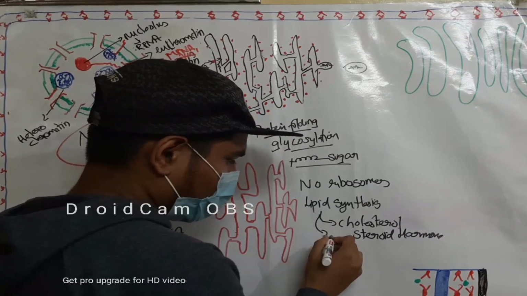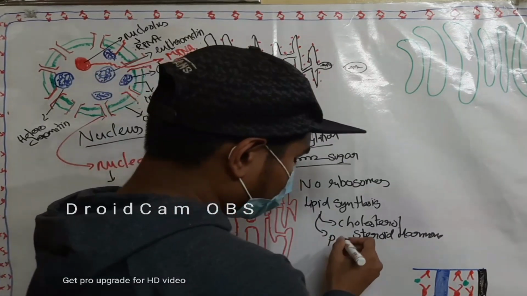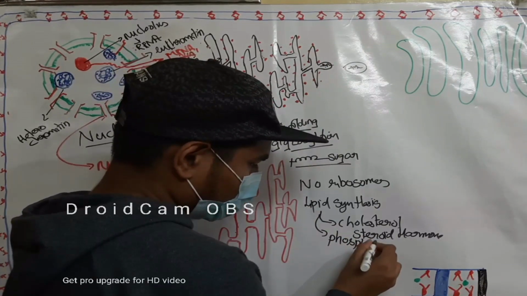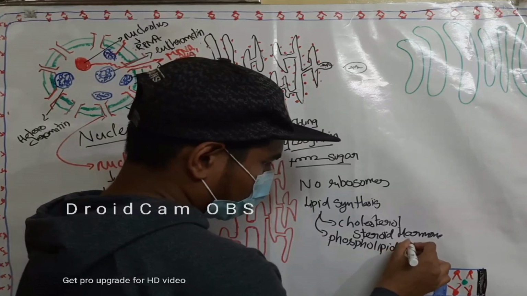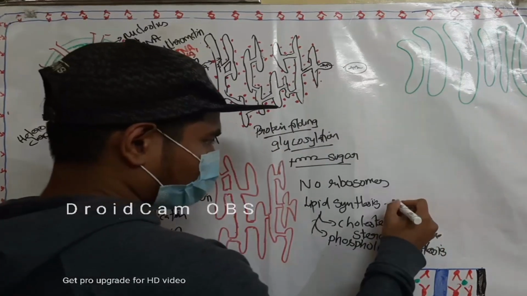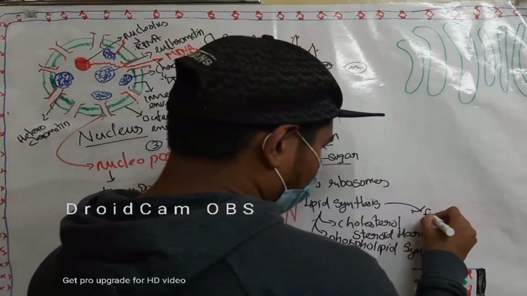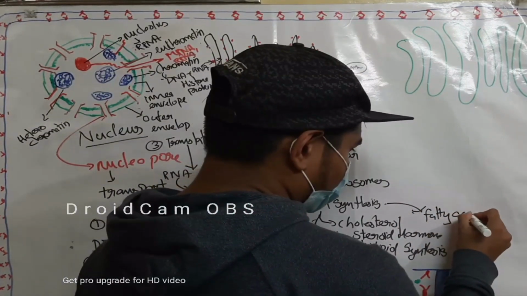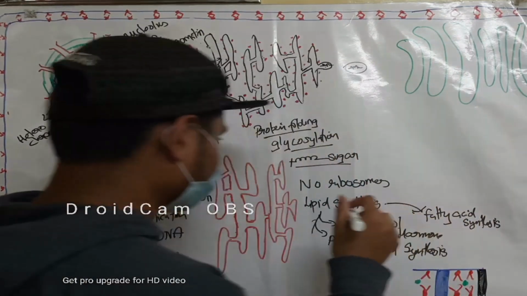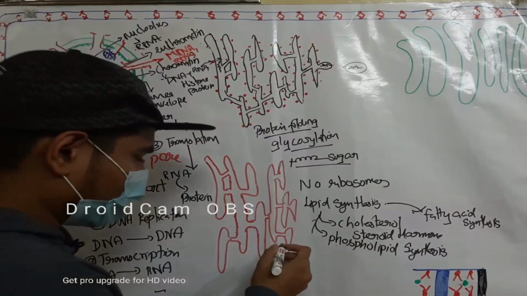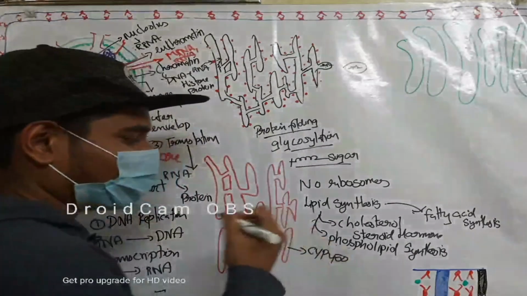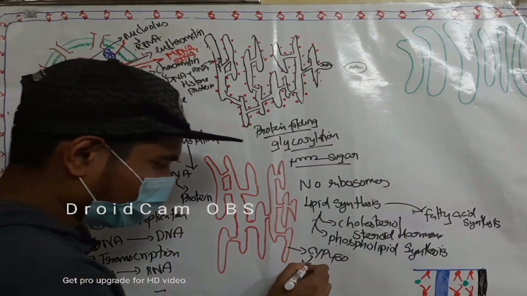These are all involved in phospholipid synthesis. They are also involved in fatty acid synthesis, fatty glycogen synthesis. Fatty acid synthesis. They contain a substance known as CYP450. The CYP450 is found abundantly in the liver.